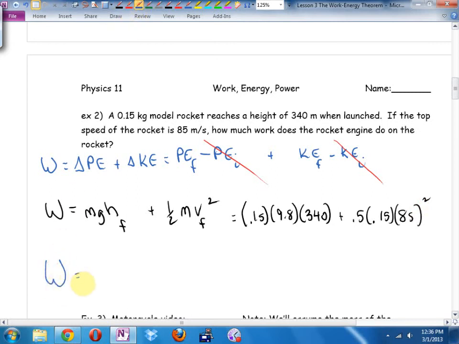If I want this rocket ship to hit a top speed of 85 meters per second and hit a top height of 340 meters, what's the minimum amount of energy this rocket engine better have contained within its chemicals? Oh, and this is ignoring air resistance. Although rockets are pretty aerodynamic, there's a reason why they all look the same.